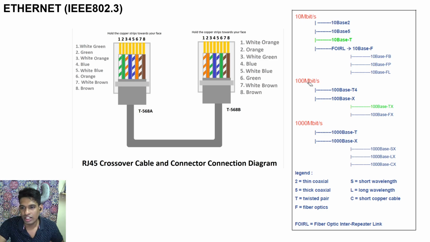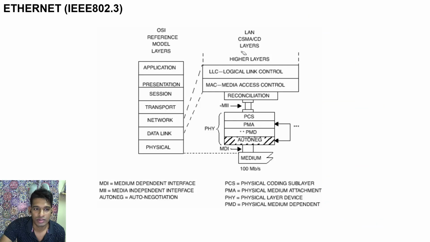So even in fast Ethernet, there are further classifications. You may want to read the reference I have kept for IEEE 802.3. Ethernet works in the data link and physical layers. So Ethernet basically works in these two layers, data link and physical. It does not work in the network layer.